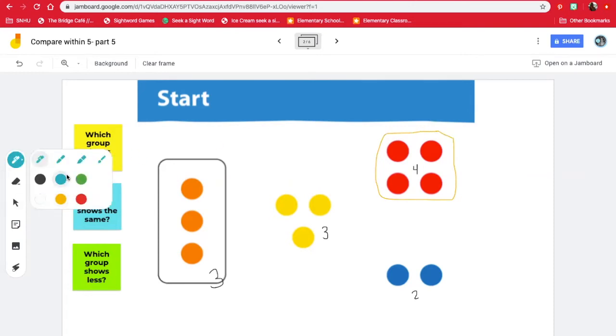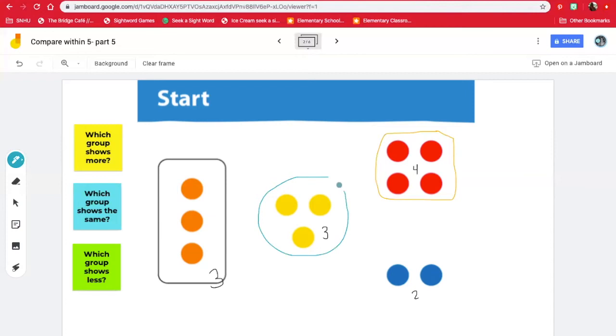Now I'm going to take my blue marker. Which group shows the same? So I have 1, 2, 3. So I need to find another group that has 3. Here it is. Here's one that shows 3. And now for my green marker. Which group shows less? So less than 3 would make 2. So there we go. We have a group that shows more than 3, a group that is the same or the equal amount, and a group that shows less.